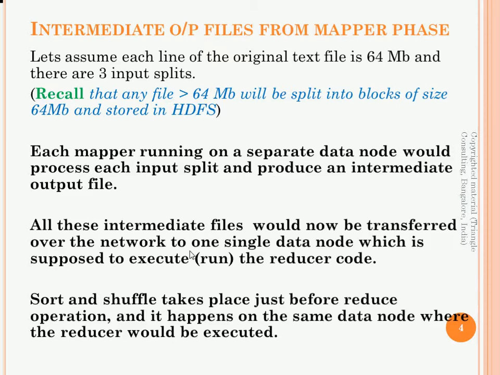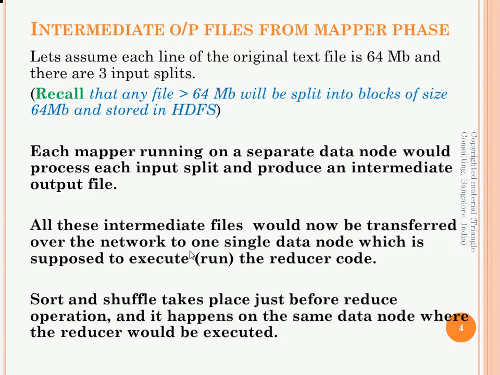So in this problem, since our input file contains just 3 lines and each line is 64 MB in size, we would have 3 input splits. Each of these input splits would be residing on a separate data node, and an instance of the mapper code would be running on these data nodes. All of this mapper code, running independently on the data nodes having the input splits, would produce an intermediate output file, the key and value pairs based on what the mapper is programmed to do. Now all these intermediate files will have to be sent to that one particular data node which is going to execute the reducer operation.